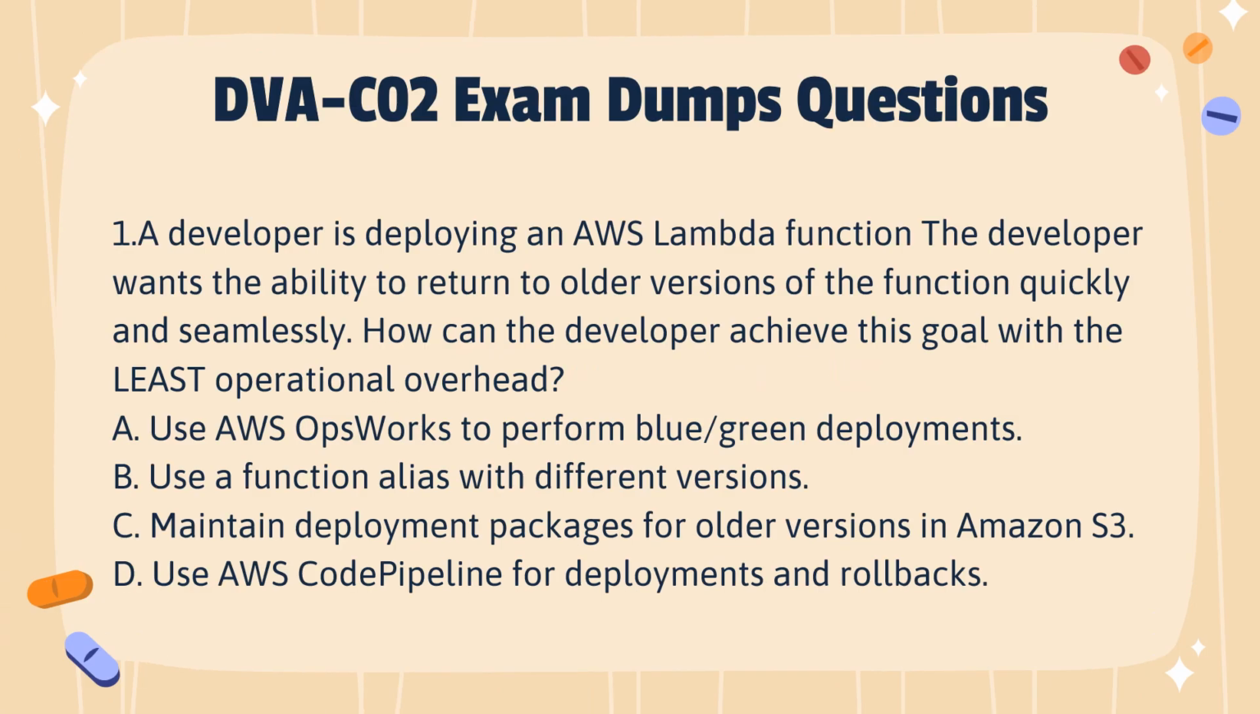1. A developer is deploying an AWS Lambda function. The developer wants the ability to return to older versions of the function quickly and seamlessly. How can the developer achieve this goal with the least operational overhead? A. Use AWS OpsWorks to perform blue-green deployments. B. Use a function alias with different versions. C. Maintain deployment packages for older versions in Amazon S3. D. Use AWS CodePipeline for deployments and rollbacks.